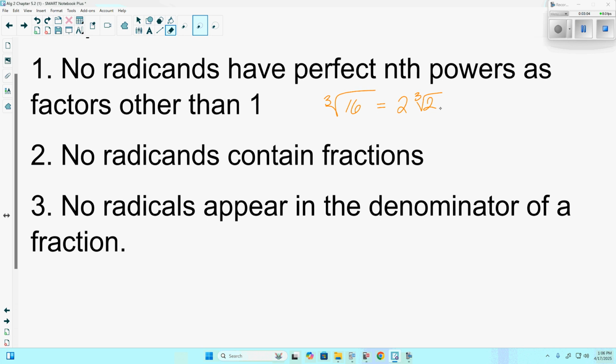No radicands or radicals can contain fractions. We can't have a square root of a fraction inside a radical. And no radicals can appear in the denominator of a fraction.